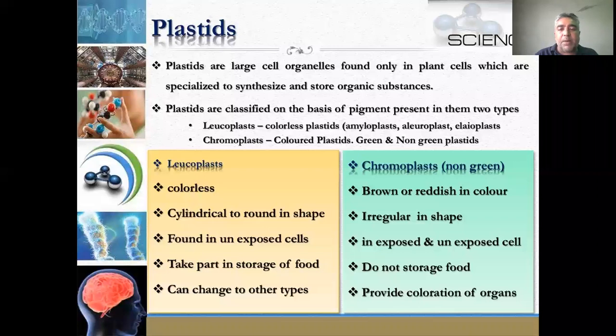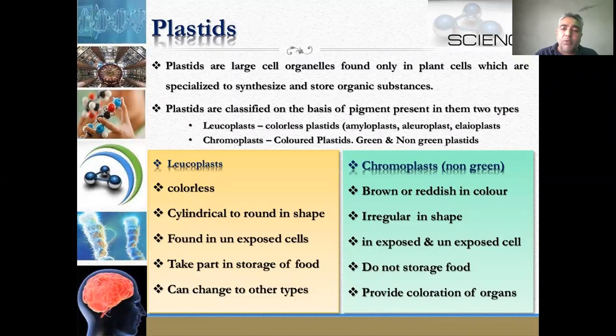Leucoplasts are colorless plastids, because no colored pigment is present. They are of three types: amyloplast, aleuroplast, and elaioplast. Amyloplasts store starch, aleuroplasts store proteins, and elaioplasts store fats and lipids. And chromoplasts are the colored plastids which contain green and other non-green pigments.